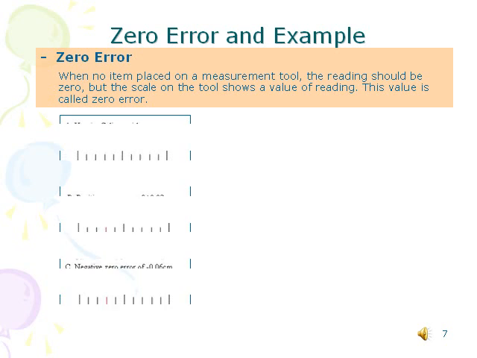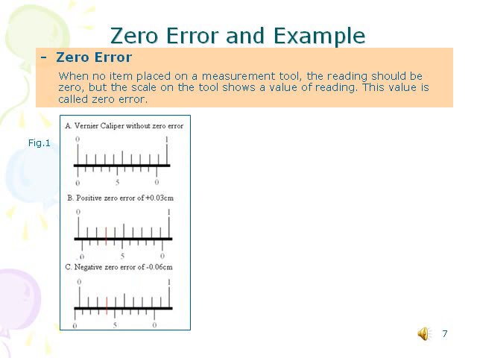In figure 1, A is the case where the 0s are all aligned. It means that the zero error equals 0. B, there is a positive zero error of 0.03 cm. It means that the 0 of the bottom scale moves to the right of the main scale. C, a negative zero error of minus 0.06 cm, where the bottom scale has moved to the left of the main scale.